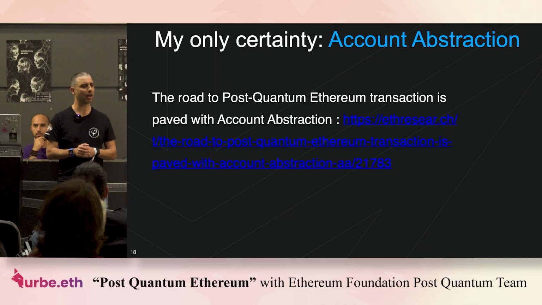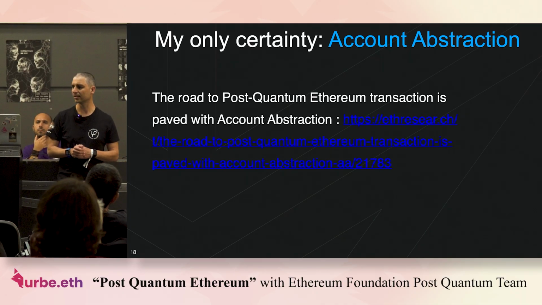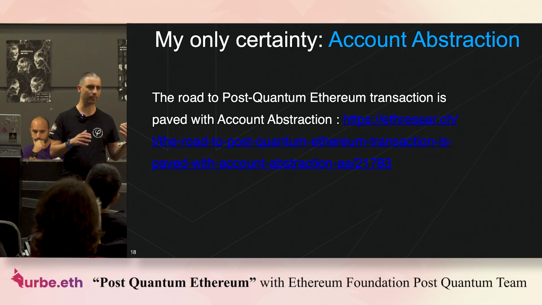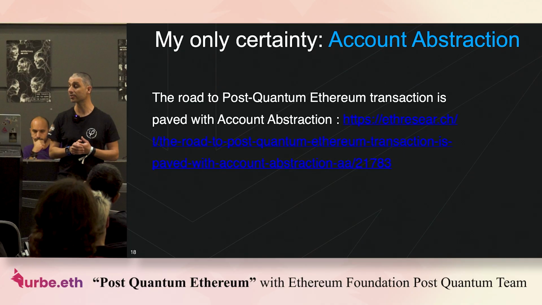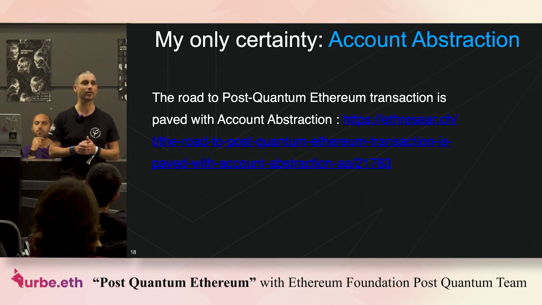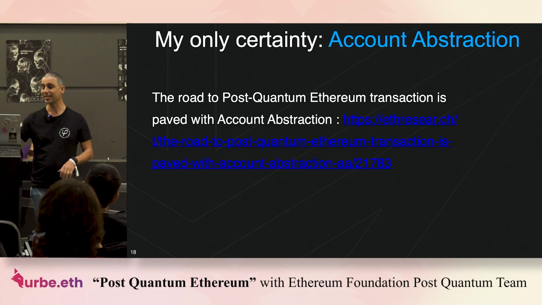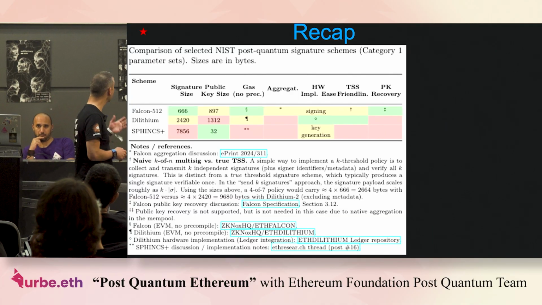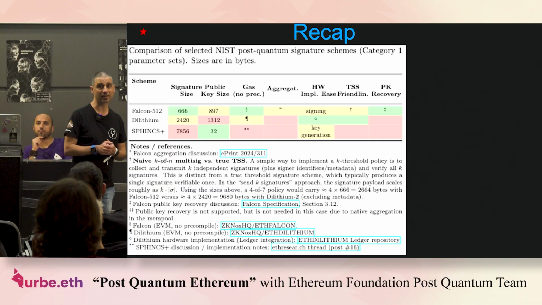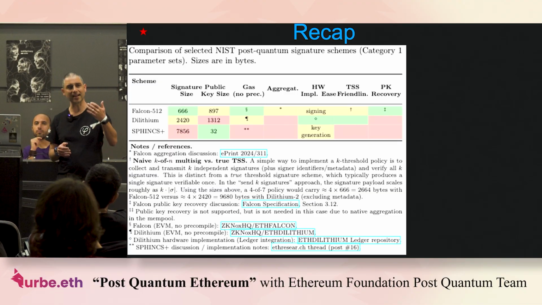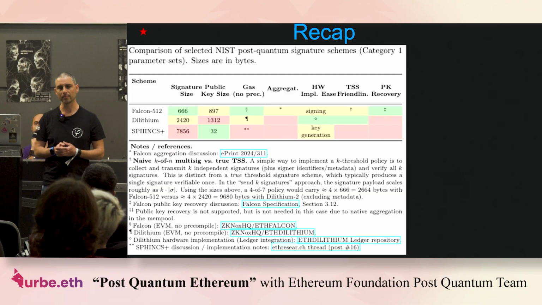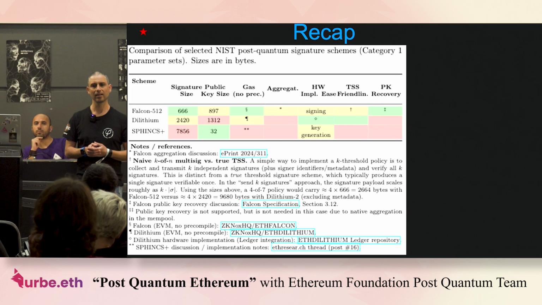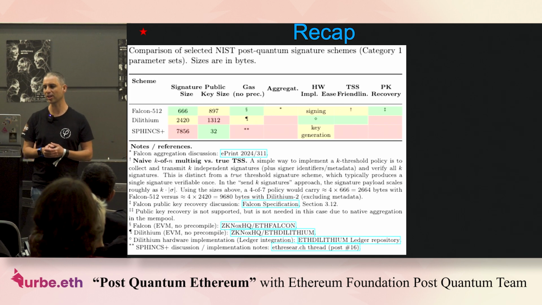Now, the only thing that I'm actually certain about in the roadmap for post-quantum transaction signatures is that we are going to use account abstraction. And the rest we still need to figure out. Let's see what we have so far, though. At the beginning of the calls, we started to look at the three standardized schemes and see how they fit our use case of blockchain.